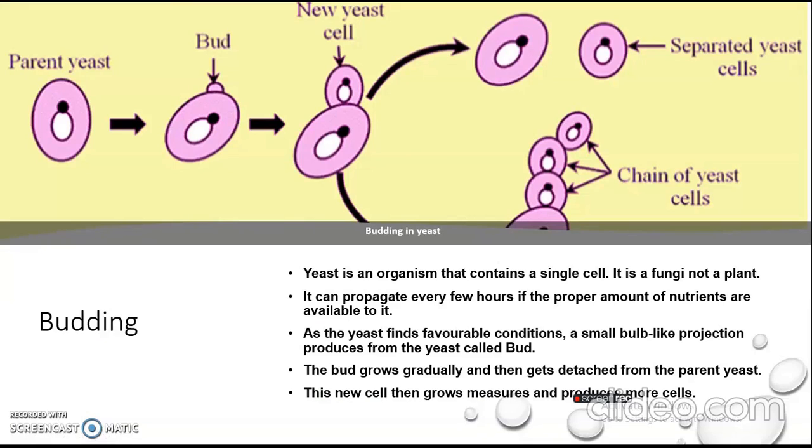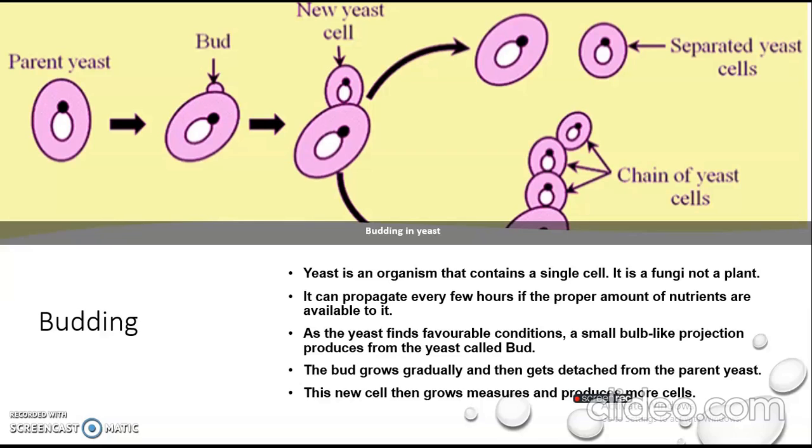Now we will learn about budding. First of all, I hope all of you know that yeast is an organism that contains a single cell. It is a fungus, not a plant. Please remember, yeast is a fungus, not a plant. It can propagate every few hours if the proper amount of nutrients is available. As the yeast finds favorable conditions, a small bulb-like projection is produced from the yeast, called a bud.